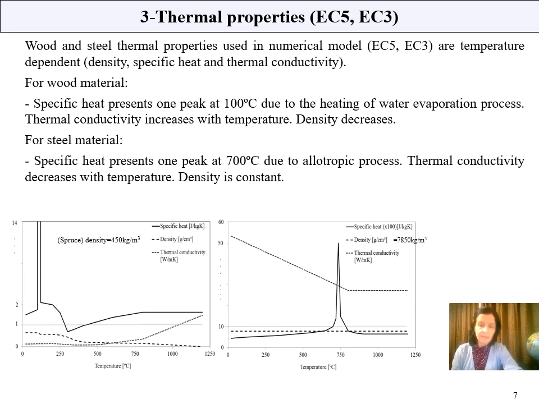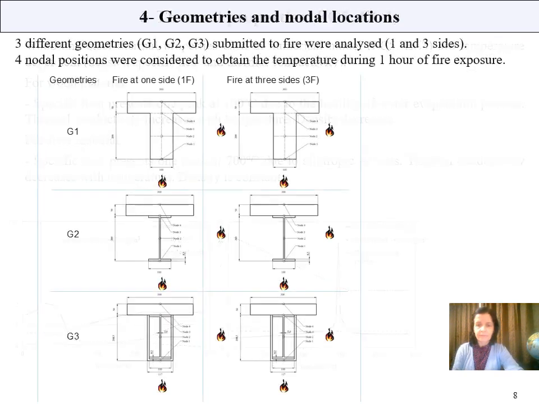The typical properties used in our model are density, specific heat, and thermal conductivity as represented in these graphics. The first graphic on the left side represents all thermal properties for steel material, and on the right side you can see the behavior for the wood elements. In this slide, we represent the geometries and the nodal locations used to obtain the numerical results. 3 different geometries submitted to fire were analyzed, and 4 nodal positions were considered to obtain the temperature during 1 hour of fire exposure. As you can see, the first line of this table represents the geometry number 1 for 1 side of fire exposure or 3 sides of fire exposure, and the same for the geometry number 2 and the geometry number 3.